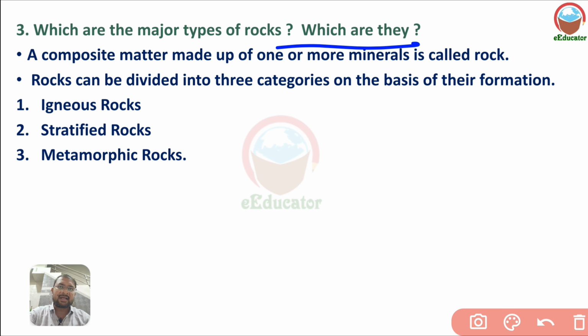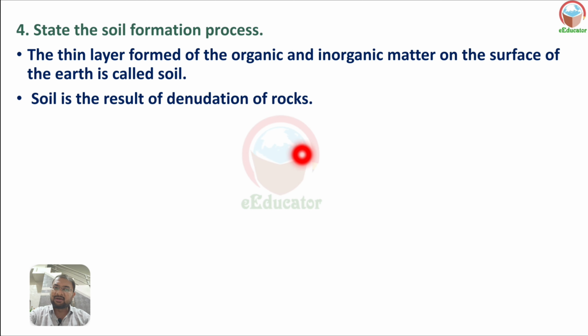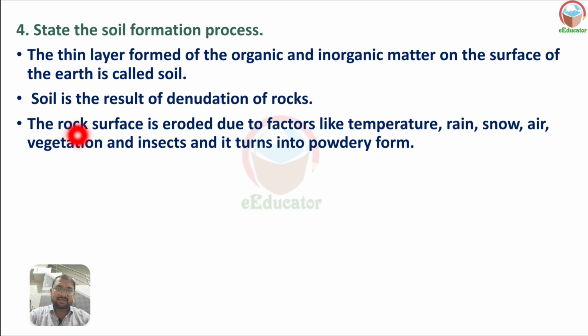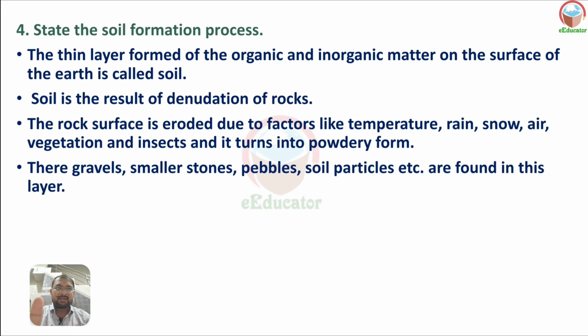State the soil formation process. How is soil formed? The thin layer of organic and inorganic matter on the surface of the earth is considered soil. Soil is a result of denudation of a rock. Because of erosion of rocks, soil is formed, the same part which we discussed in regolith. The rock surface is eroded due to factors like temperature, rain, snow, air, vegetation and insects, and turns into powdery form. These layers contain gravel, smaller stones, pebbles, soil particles, which is known as regolith.